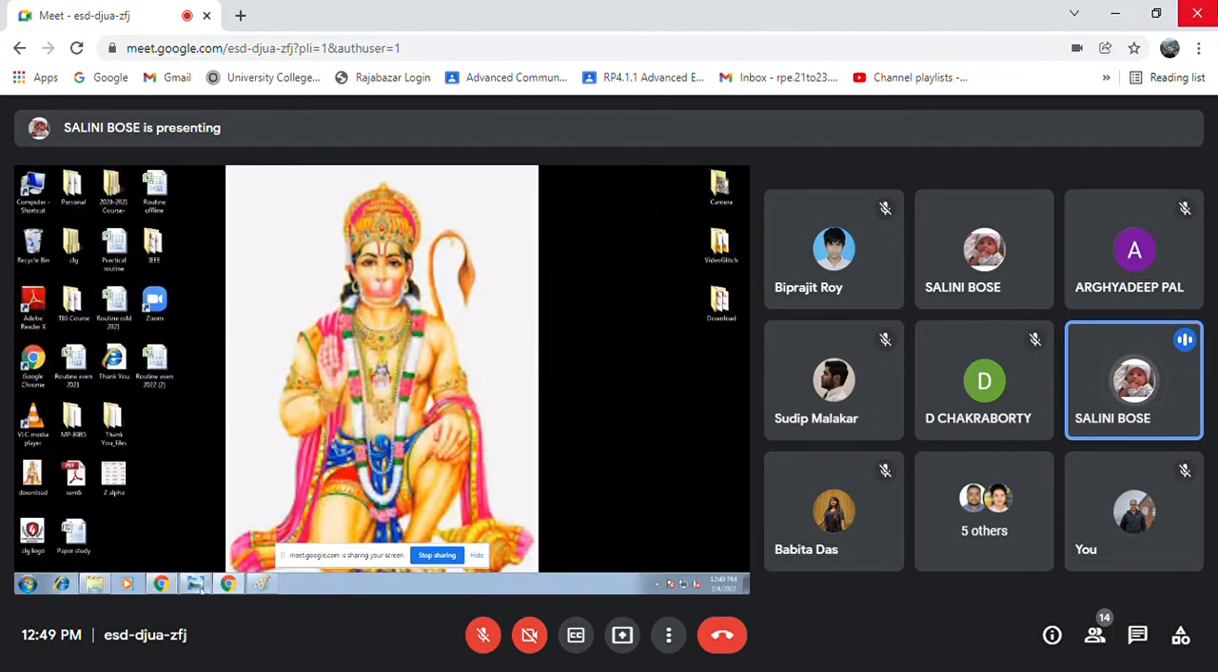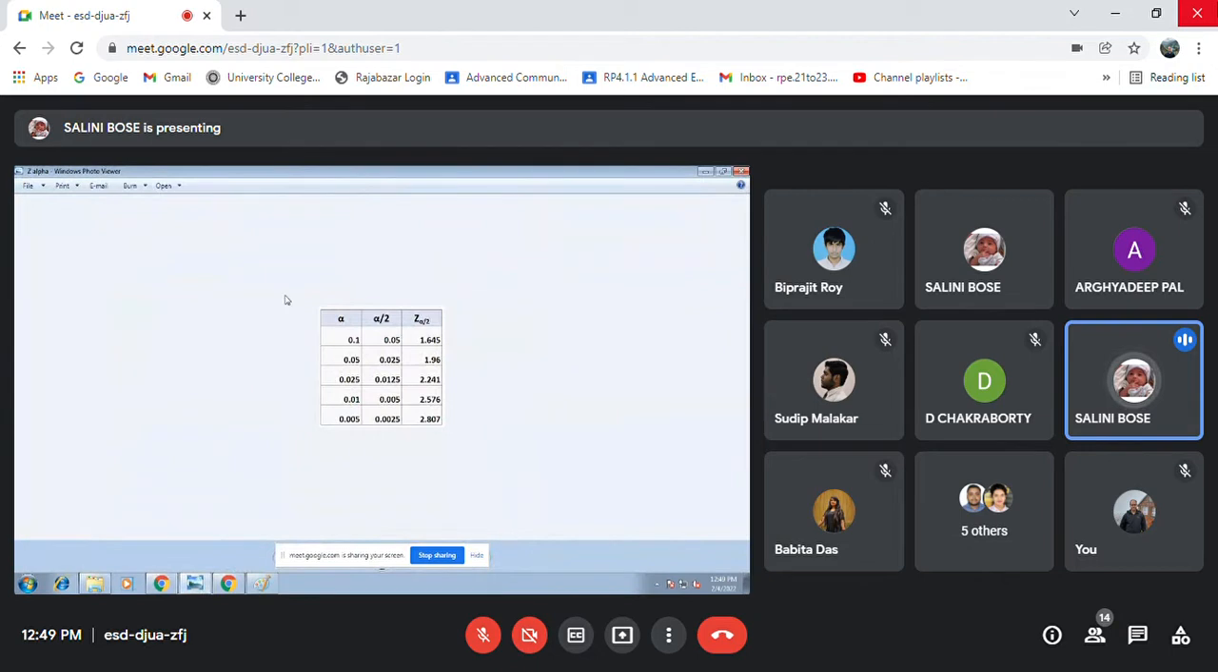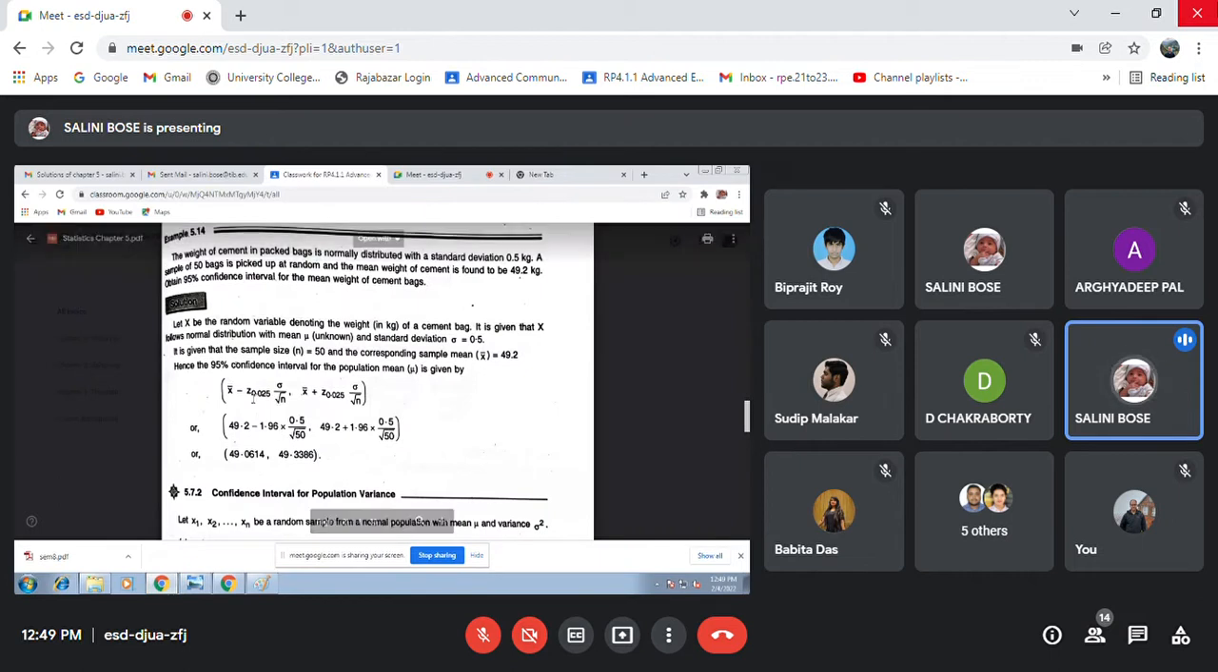Now, what is the value of Z 0.025? For this, we have a chart, and if you have this book, you will get the chart in the last pages, in the appendix or like this. So here you see, for alpha by 2 equal to 0.025, the value of Z alpha by 2 is 1.96. So just put the value 1.96 in place of Z 0.025, and you will get this value.